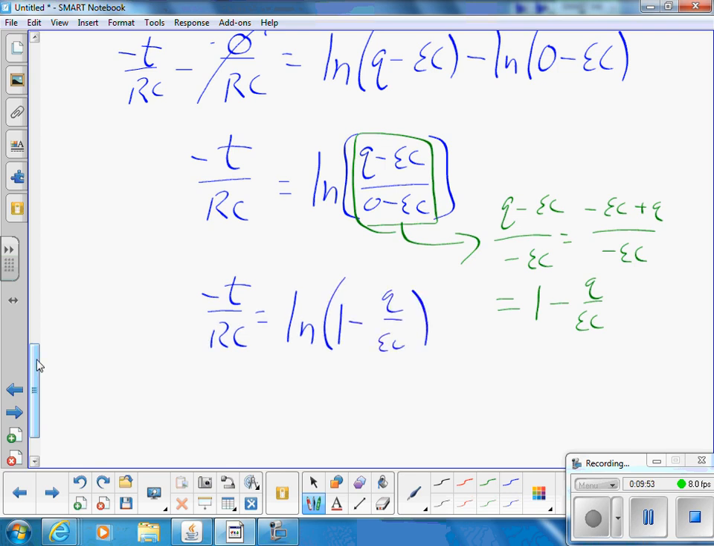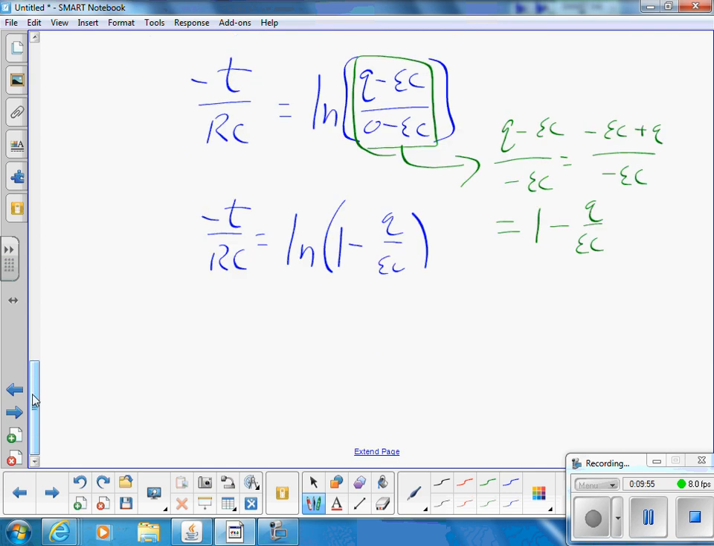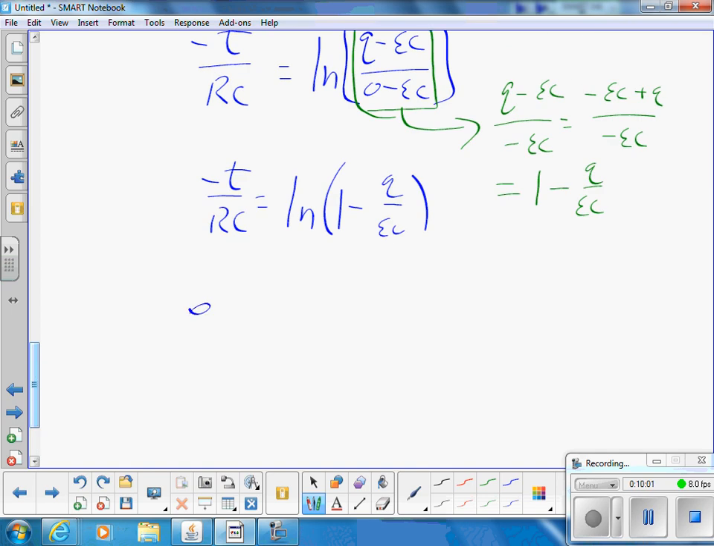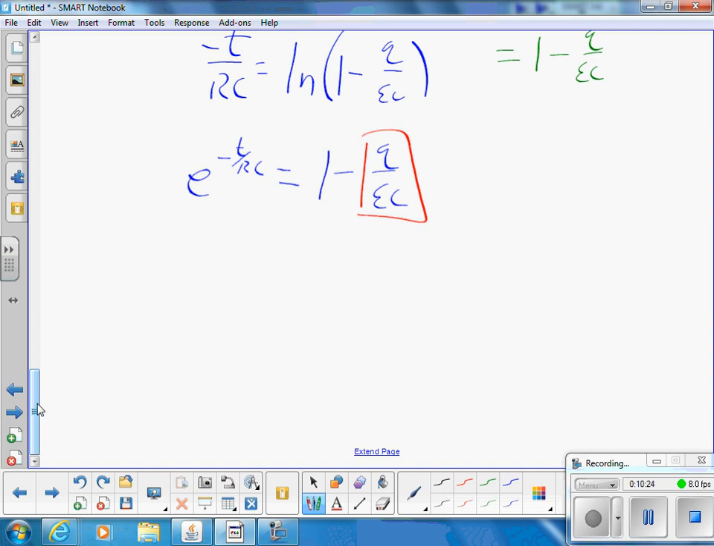And now I raise e to the power of each side, which means I have e to the negative t over RC is equal to e to the natural log of 1 minus Q over EC, which is just 1 minus Q over EC. Okie doke. I'm trying to isolate Q. So I'm going to isolate the Q over EC term. And I'll do that by adding it to each side and then subtracting this from each side. So I'm going to have Q over EC equals 1 minus e to the negative t over RC.